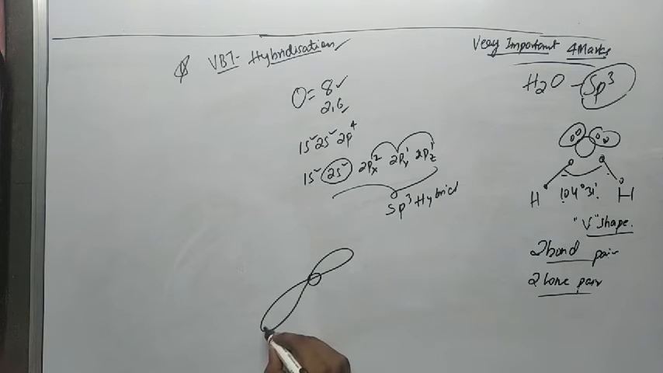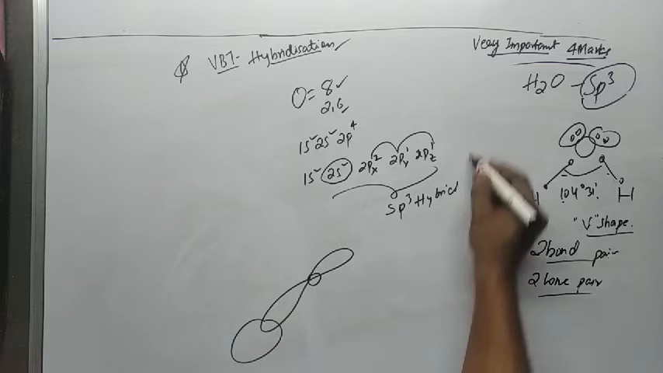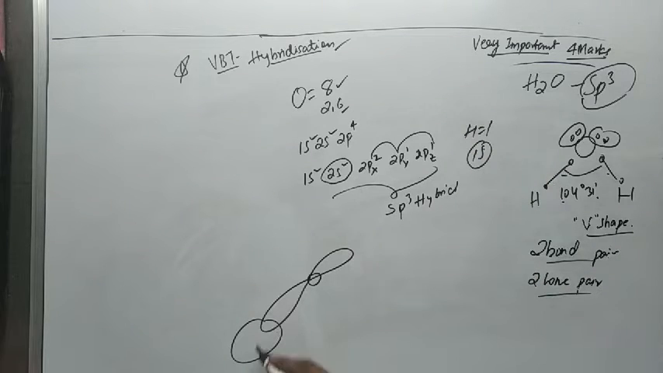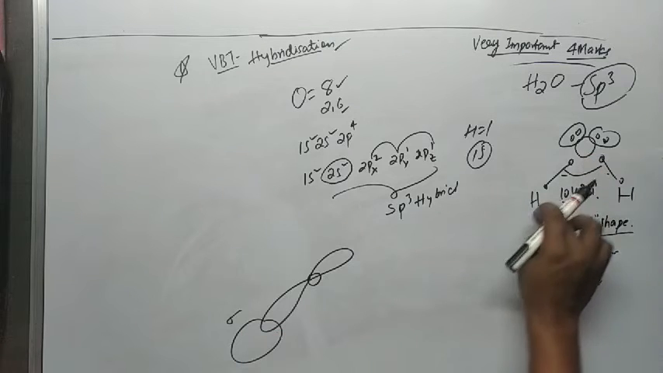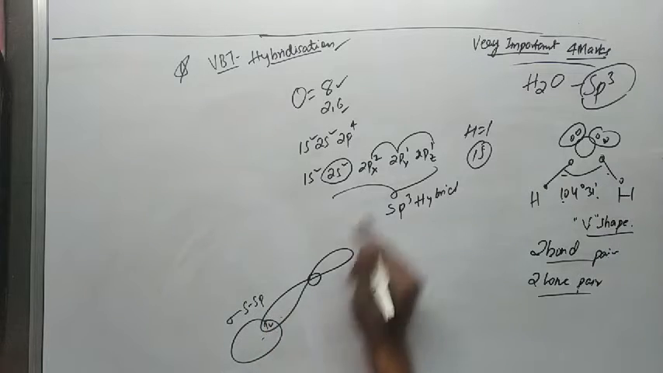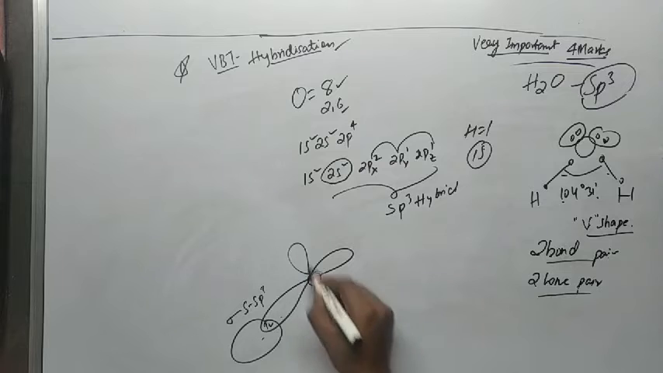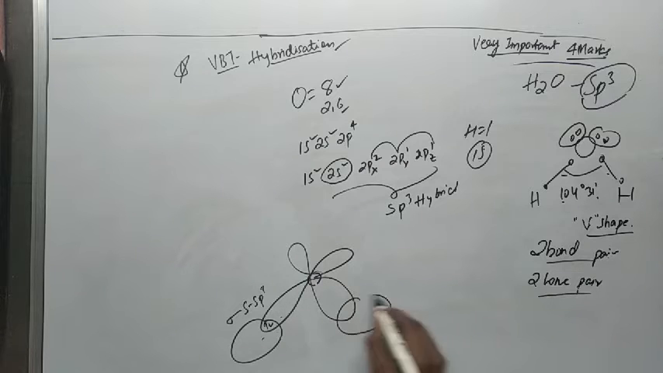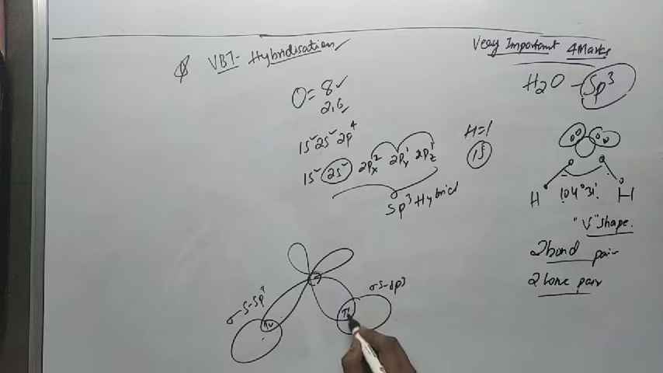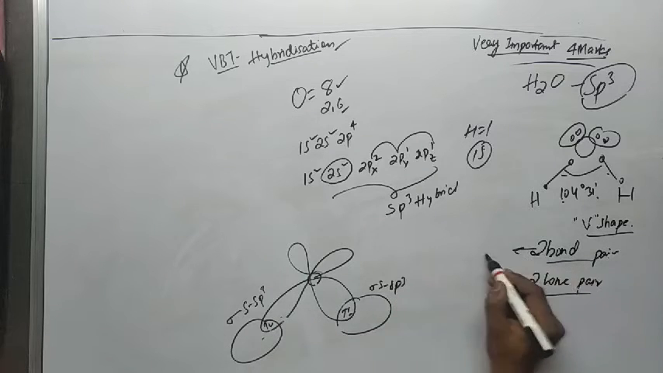The hydrogen atomic number is 1, and it has an s orbital. Here a bond is formed between oxygen and hydrogen, which is nothing but end-to-end overlap. So a sigma bond is formed between s and sp3. Similarly, another bond is formed between s and sp3. So these are the 2 bond pairs, and both bond pairs have sigma bonds.